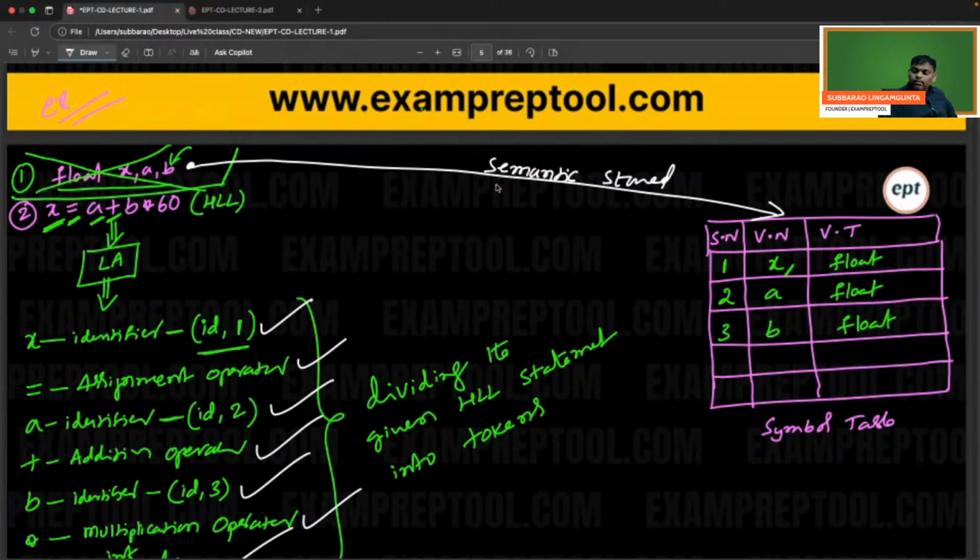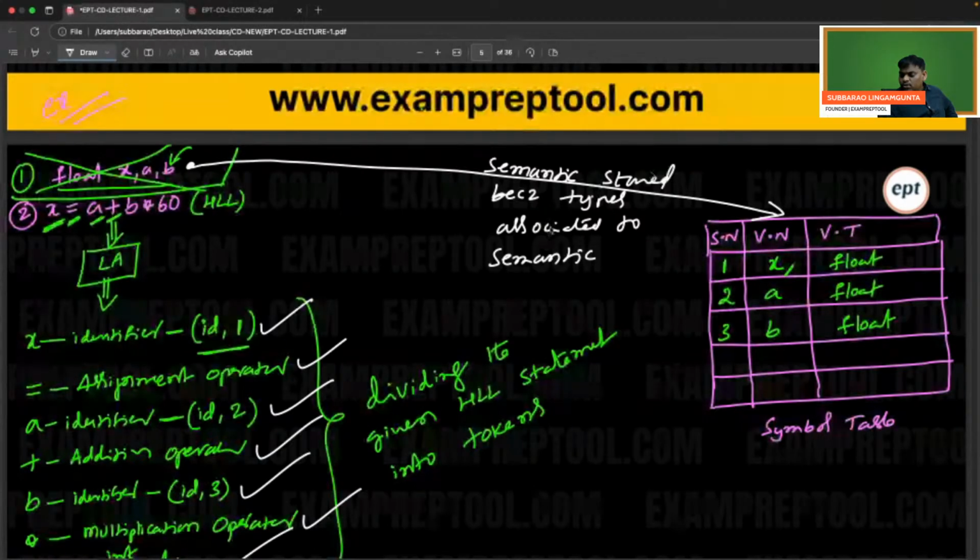Because types are associated to the semantic analyzer. See, if I want types, I have to store them. Only semantic will store, because types are associated to the semantic analyzer.